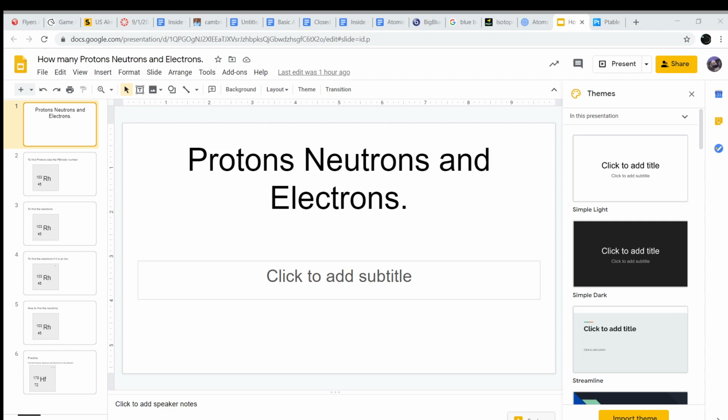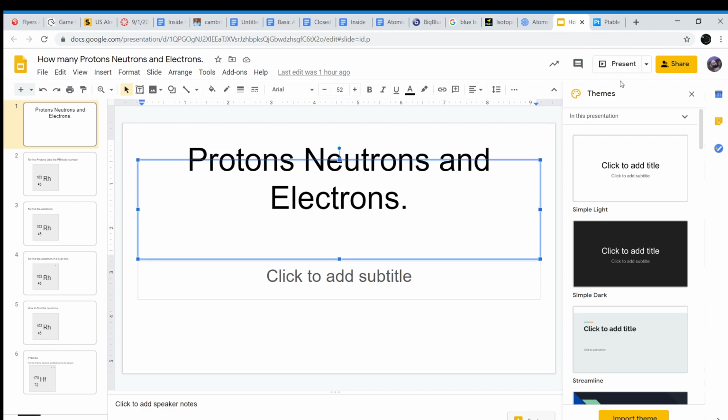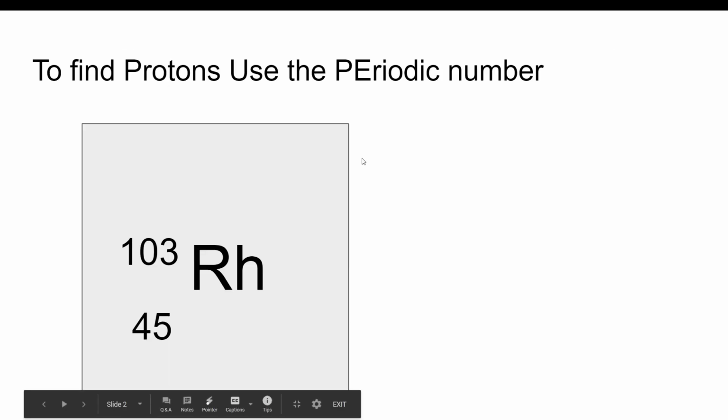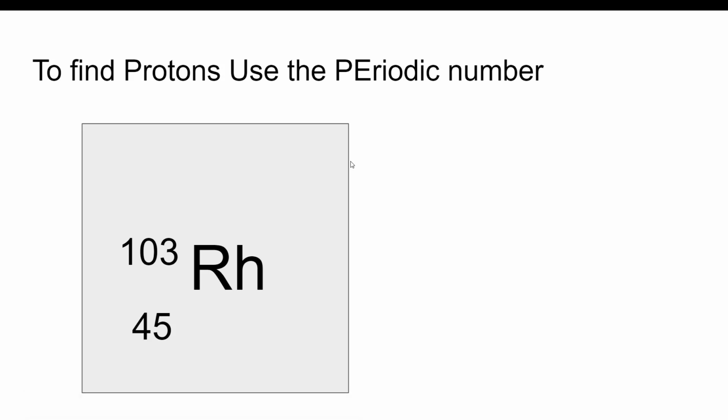In this lecture, we're going to figure out ways, based off of what's known as an element symbol, to determine the number of protons, neutrons, and electrons in a compound. Some of these are going to be a little bit easier than others. The first question we're going to solve for is how to find the protons in an element.